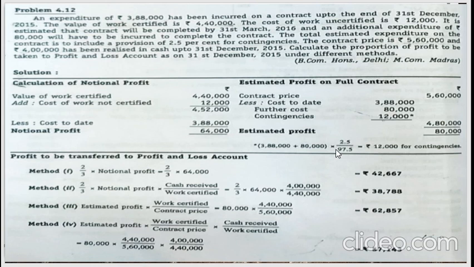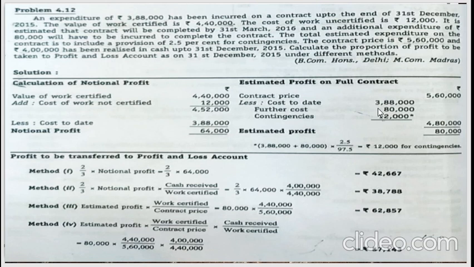So when we cross multiply we will get 4,68,000 into 2.5 divided by 97.5. So the answer is 12,000, which has been kept as provision for contingencies. So we will have to add up the contingencies to get 100% expenditure.